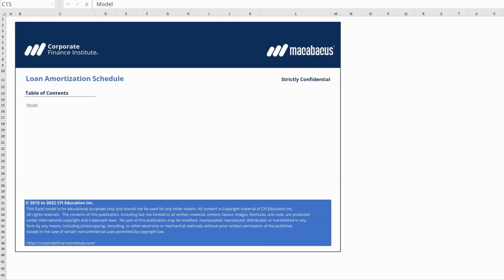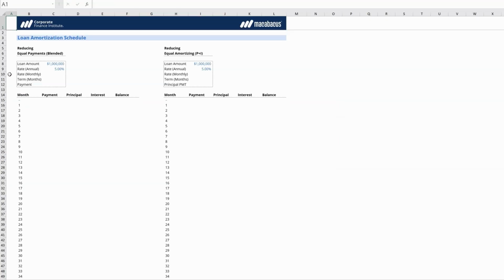Let's have a little fun in Excel. We're going to work on two different loan amortization schedules. So click over to the Model tab.